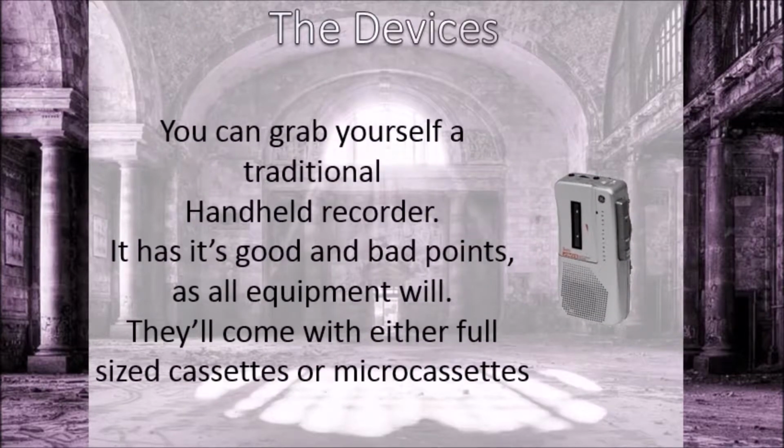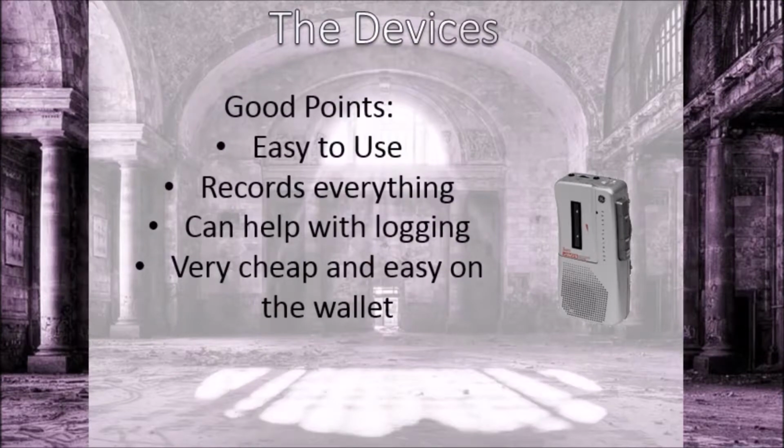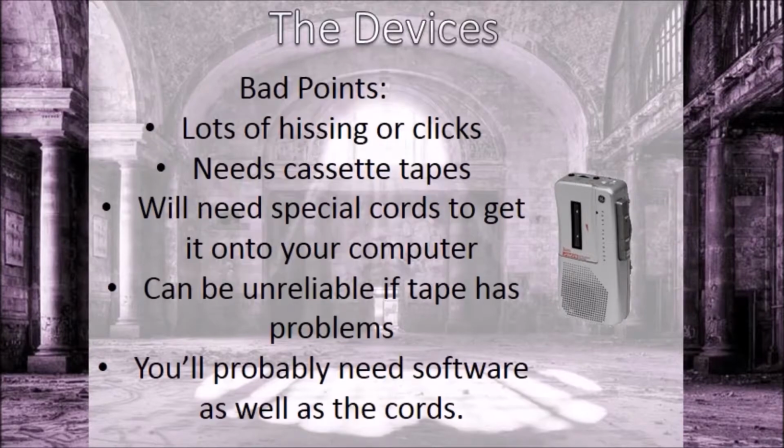First off, the traditional handheld recorder. It has its good and its bad points, just like all equipment will. They'll come with either full-size cassettes or micros. There's the easy to use, recording everything. It can help with logging, and it's really cheap and easy on your wallet. That's the good point of the handheld cassette.